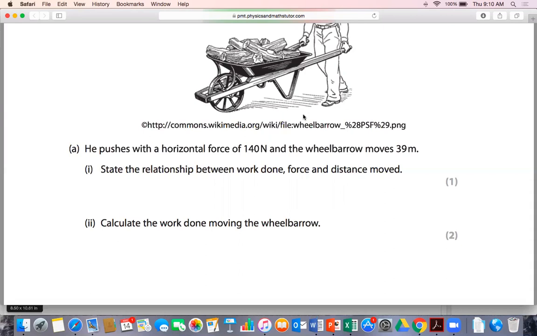1,460. Sorry? 5,460. Yep, 5,460. What is the unit? Newton meter. Newton meter, or you can also put joule. Okay, so either one I will accept.